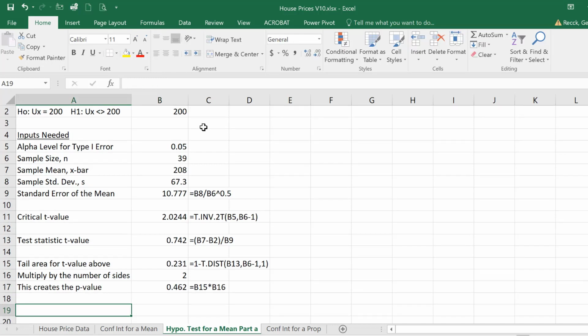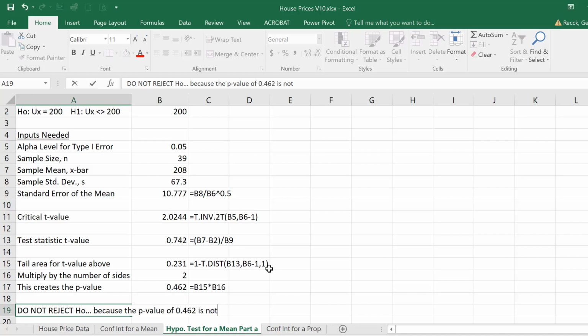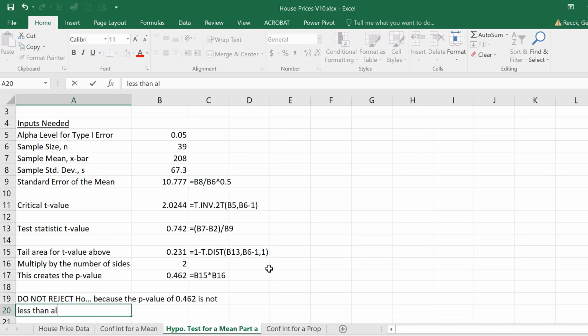And now we're in good shape. So now we have a p-value of 0.462. We have a test statistic that is much lower than our critical value. So our main conclusion here is do not reject H0. Because, let's start with the p-value, because the p-value of 0.462 is not less than alpha of 0.05.